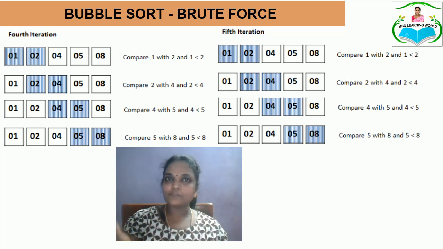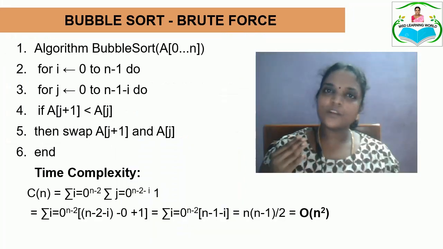Suppose you need to perform descending order in the brute force method by using bubble sorting. Then when you compare, you try to swap the elements when the checking element is greater than the next value. If it is greater, then you will try to swap it. Let us see the algorithm for performing the bubble sort by brute force.